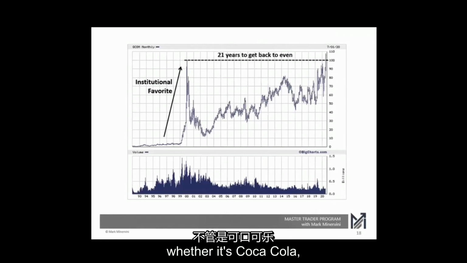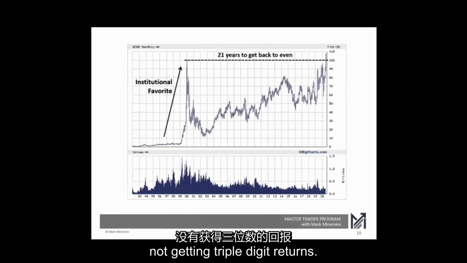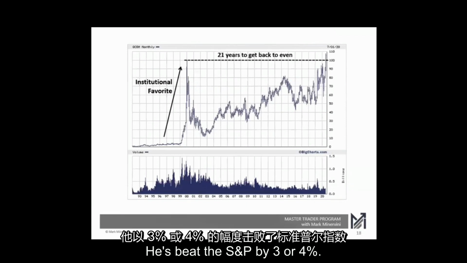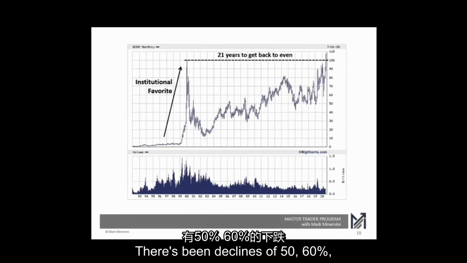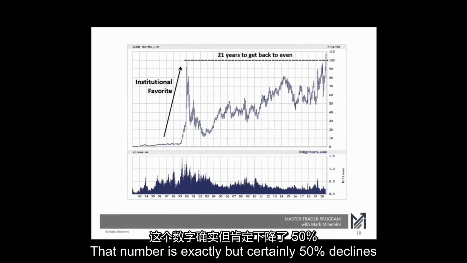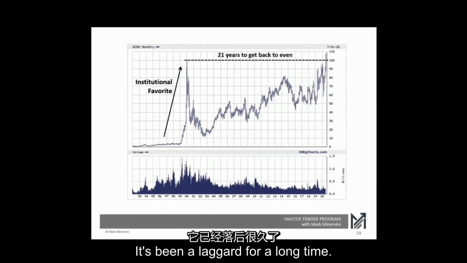Whether it's Coca-Cola. I know a lot of people look at, well, what about Warren Buffett and this and that? Well, first of all, Warren Buffett is not getting super performance, not getting triple-digit returns. He's beat the S&P by, I don't know, 3 or 4%. And you could look at Berkshire Hathaway, there have been declines of 50, 60%, or I don't know if that number is exact, but certainly 50% declines. Coca-Cola was his prize investment, and that got into a lot of trouble and took a long time. To this day, it's been a laggard for a long time.